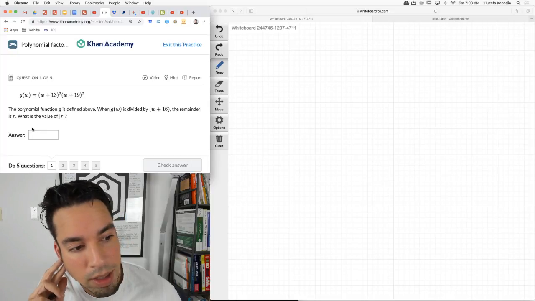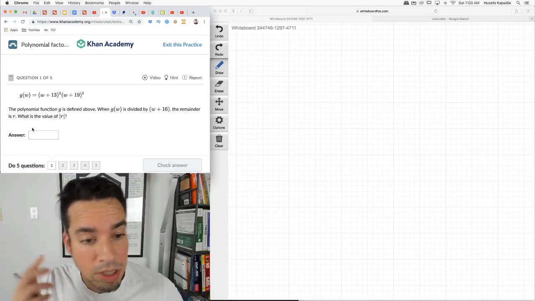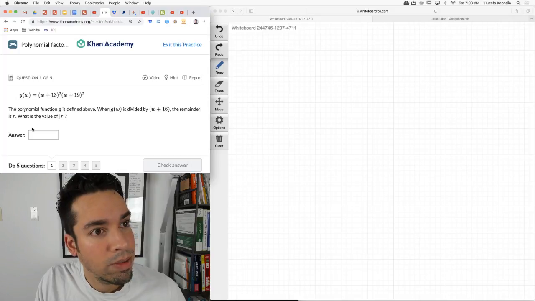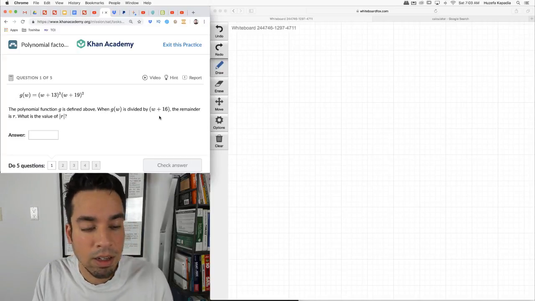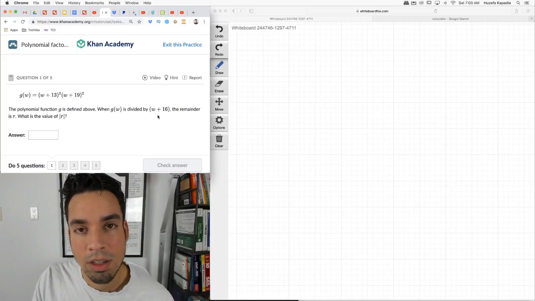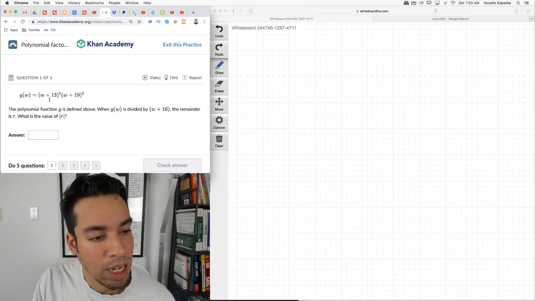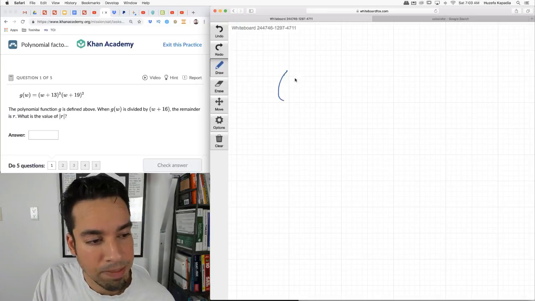I think a shortcut is you can just plug negative 16 into this equation. So I'm going to think about this two ways. When you're trying to figure out what the remainder is, dividing by this would be the same as plugging in whatever makes this go to 0, negative 16. So that's one shortcut for how you can approach it. Then I'll show you another way that is going to be a lot longer.